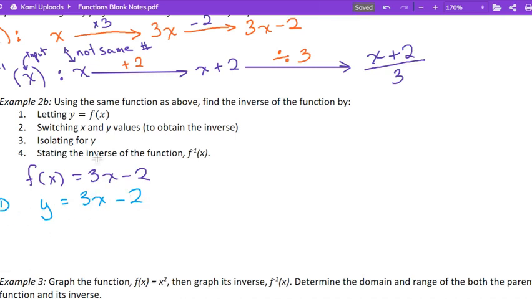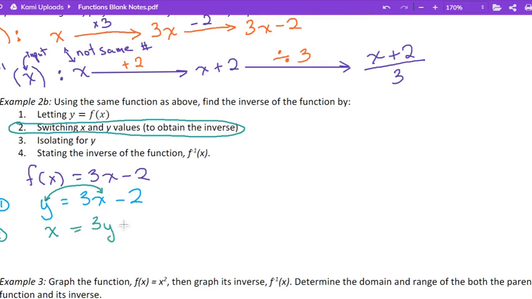Okay, and here's the big one. I'm going to circle it. Switching x and y values. Where you have an x and y, they swap places. Watch this. So this is step 2: instead of the y, I'm writing x, and instead of the x, I'm writing y. The equation did not change. I just swapped the x and y.